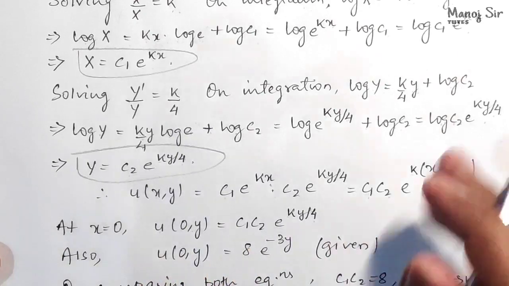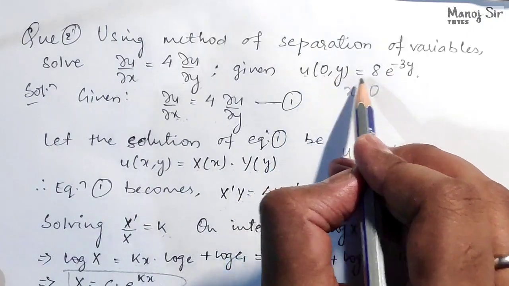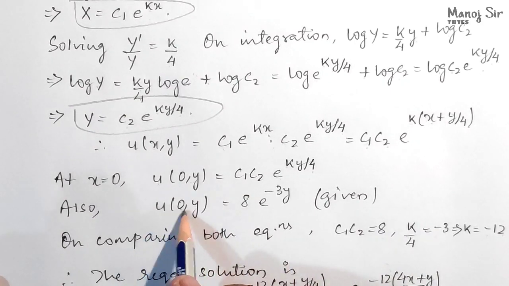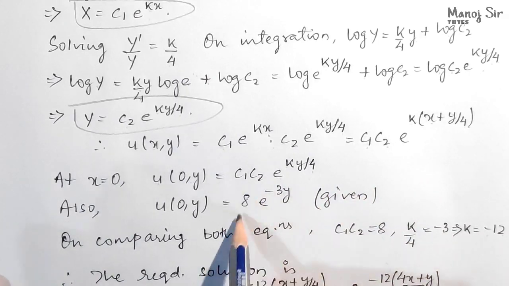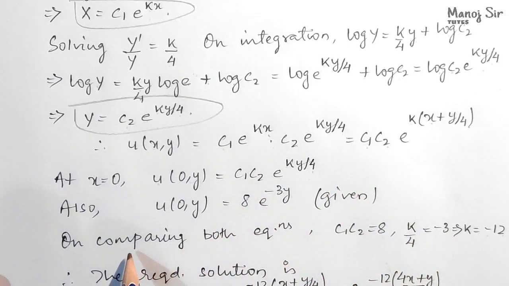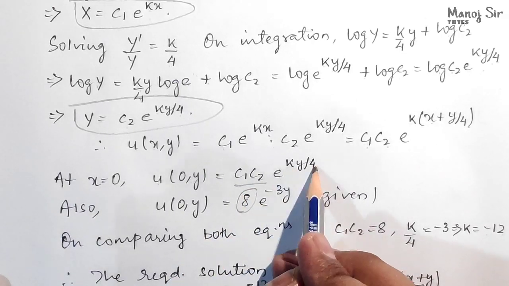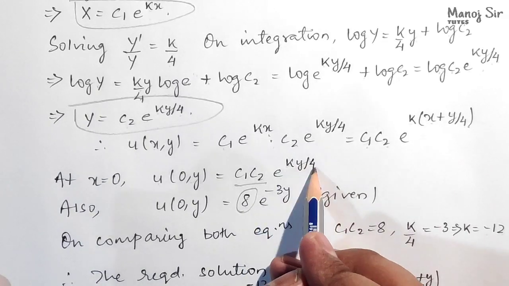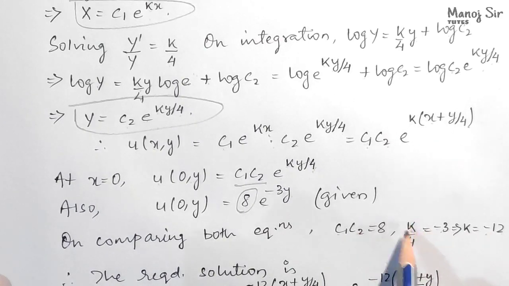But this part is given, that is in the problem itself it is given that u at x equal to 0 equals 8 into e to power minus 3y. So simply write that, u at x equal to 0 equals 8 into e to power minus 3y, and this part is given in the problem. So on comparing both the equations, you will get c1 c2 equals 8. Okay, and here we have k upon 4, that is the coefficient of y, k upon 4 equals minus 3. So from here you will get the value of k, that is minus 3 into 4, that is minus 12.